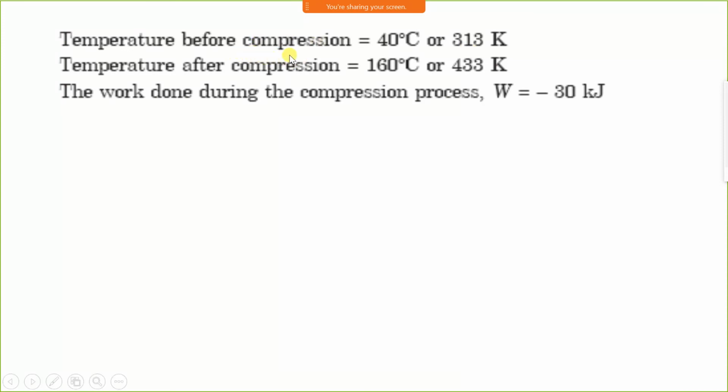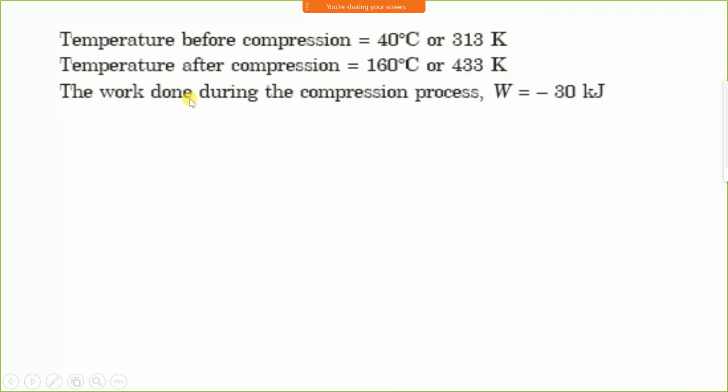Temperature before the compression is 40°C, that is 313 Kelvin. Temperature after compression is 160°C, that is 433 Kelvin. How to convert degree centigrade to Kelvin? Add 273. If you add 273 to 40, it becomes 313. If you add 273 to 160, it becomes 433 Kelvin.